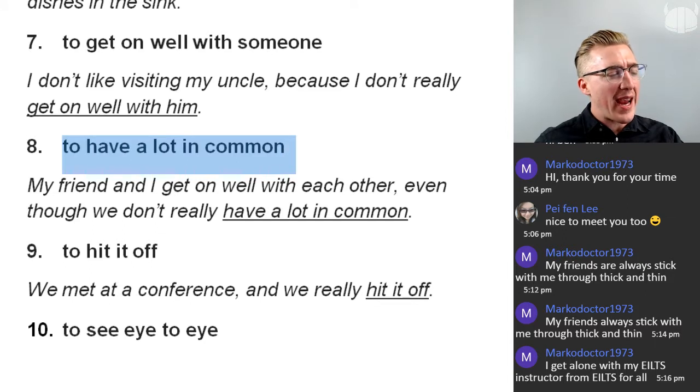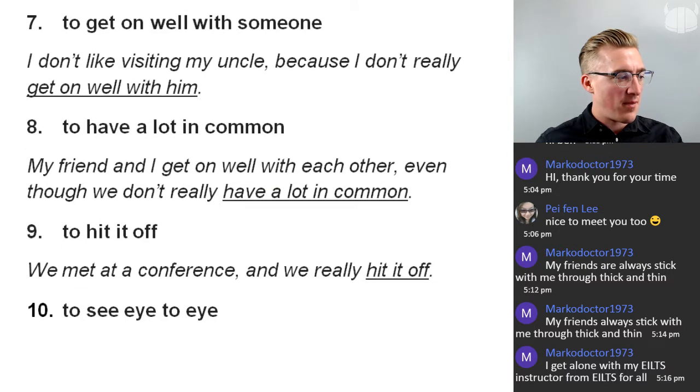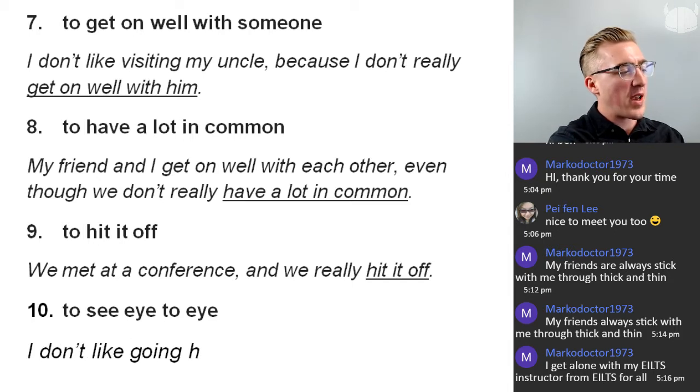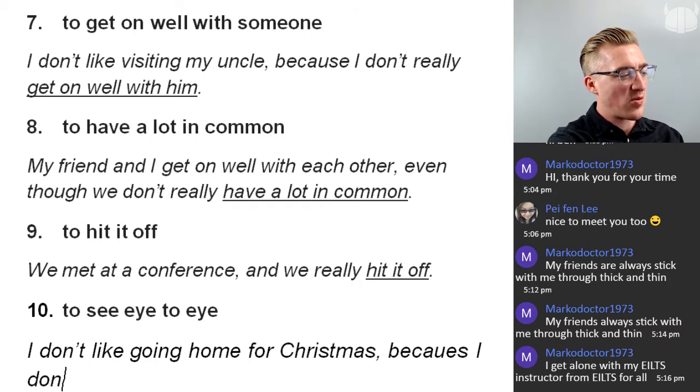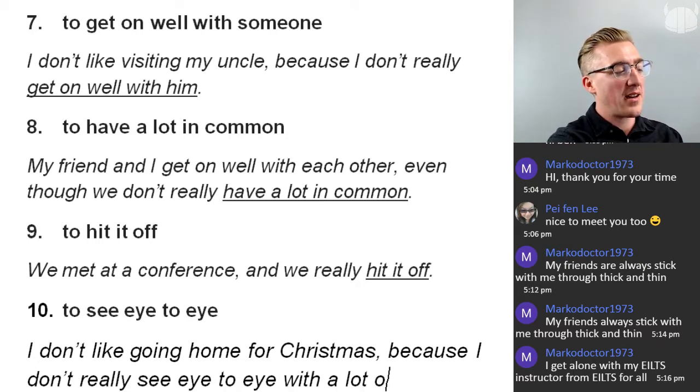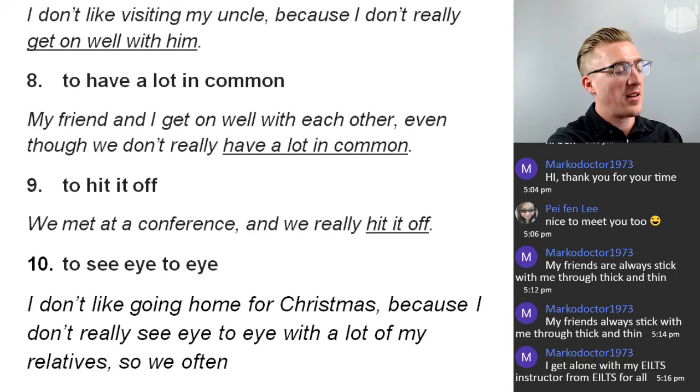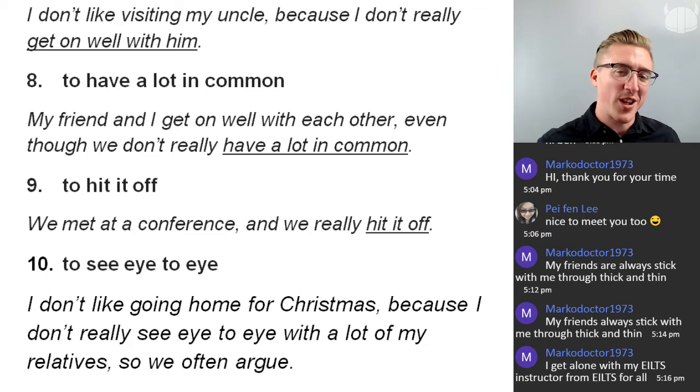Yeah. Okay. And the last one here, to see eye to eye. And this is sort of similar to number 8, except it's not about your interests or your hobbies, it's about your opinions. So if my opinions about politics and society and whatever, if that matches yours, that means that we see eye to eye. Right? I don't like going home for Christmas because I don't really see eye to eye with a lot of my relatives. So we often argue. Really common situation.